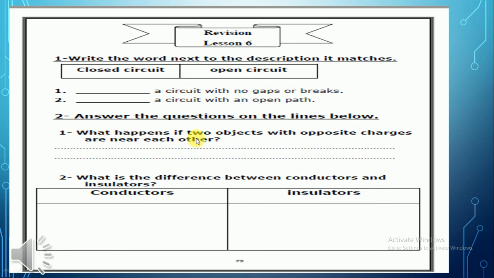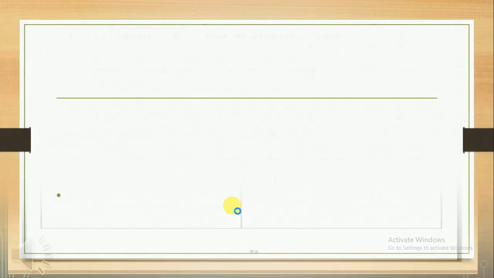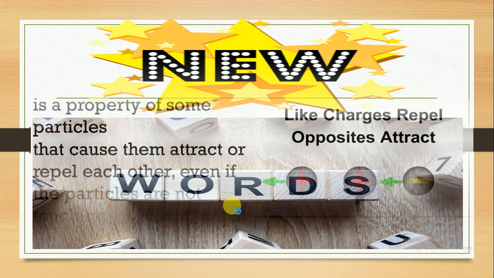What happens if two objects with opposite charges are near each other? They will attract. Excellent. Good job. Okay, here let's answer number 6. Matter with more negative charges than positive has an overall negative charge. Yeah, true. And please try to tell me what's the difference between controlled and uncontrolled current. Good job.